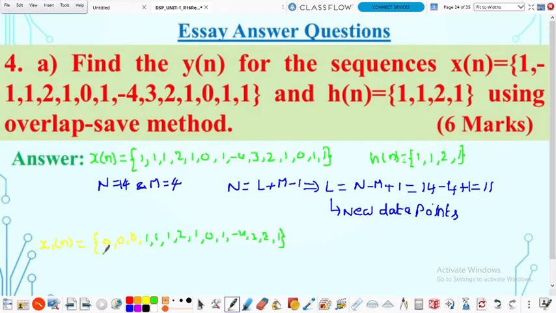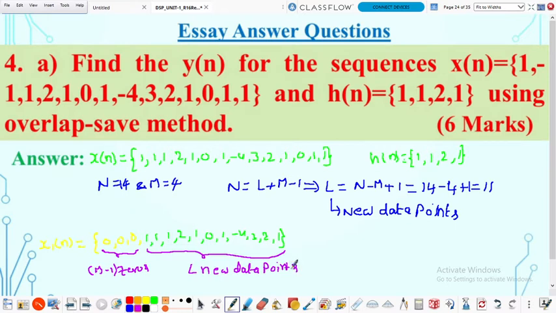Okay. So these are the m minus 1 zeros in the first data sequence. The first data points are set to m minus 1 zeros, and these are the L new data points, capital L new data points. Now here capital L is 11.